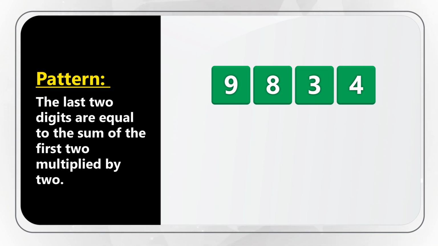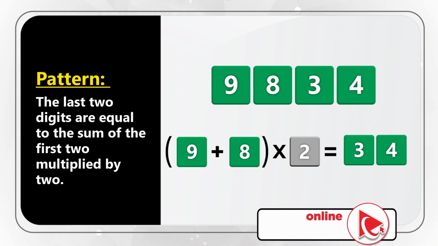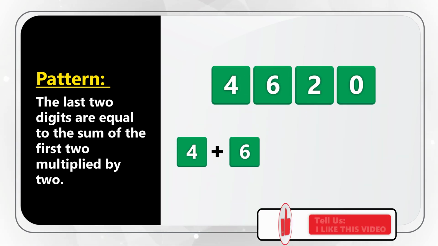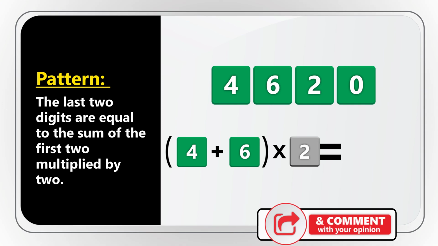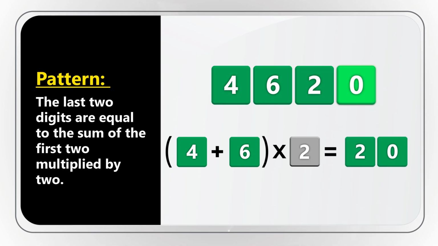The first row contains numbers 9, 8, 3, 4. And the expression here is that (9 + 8) multiplied by 2 equals 34. Based on this logic, the third number would be (4 + 6) multiplied by 2, which would be equal to 20, which represents the set of numbers 4, 6, and then 20.